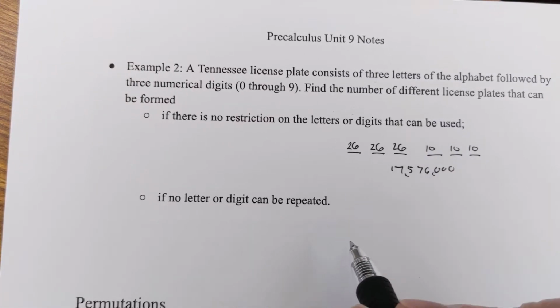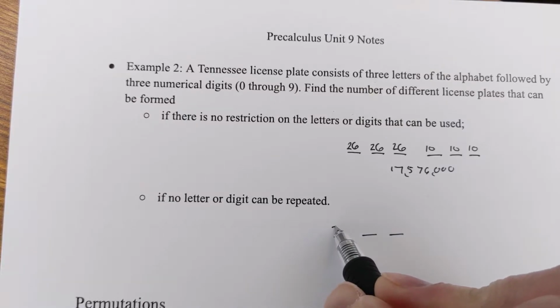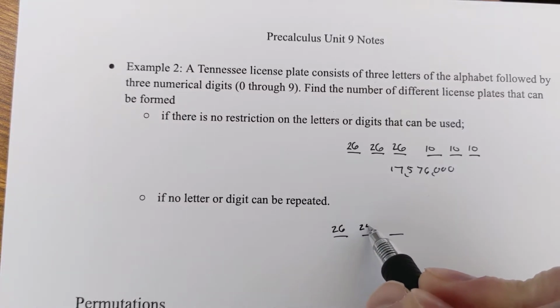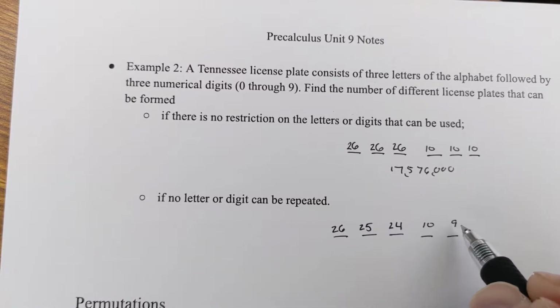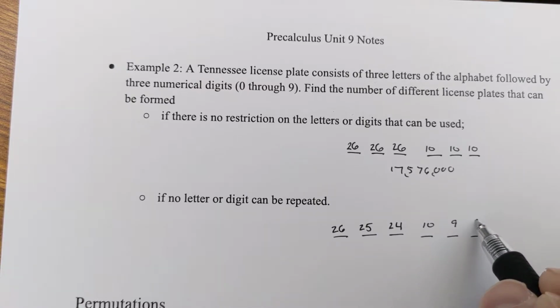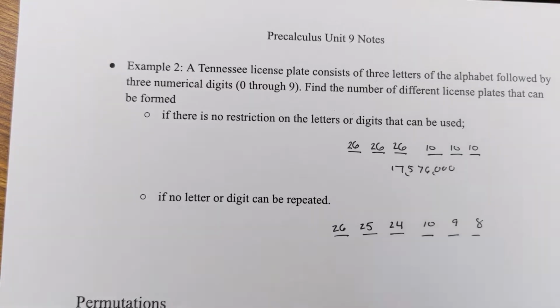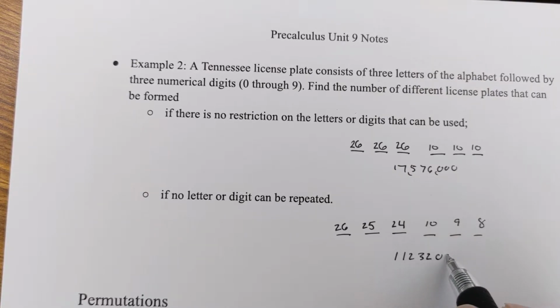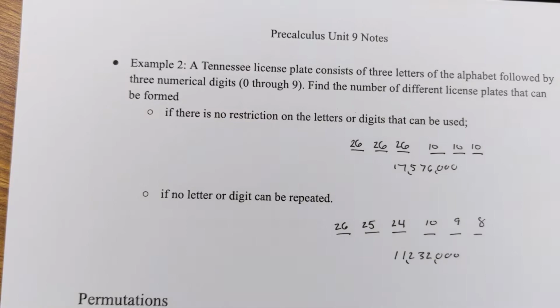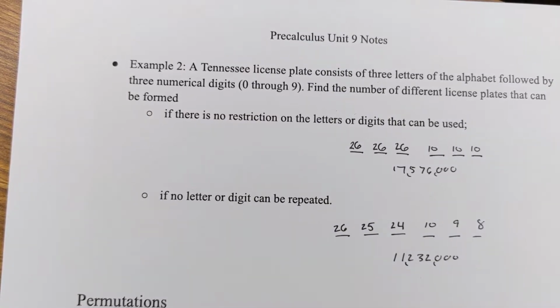Now, if no letter or digit can be repeated, I have 26 options for the first letter, but then I only have 25 options for the second because I can't use whatever was there. And here I only have 24 choices because I can't use either of those 2. Digits, I can use any of the 10 digits, but now for the second one I can only use 9 because I can't repeat that one. Here I can only use 8 because I can't repeat those 2. So 26 times 25 times 24 times 10 times 9 times 8 would be 11,232,000. So there's 11 million license plates if you do not allow any repeats.